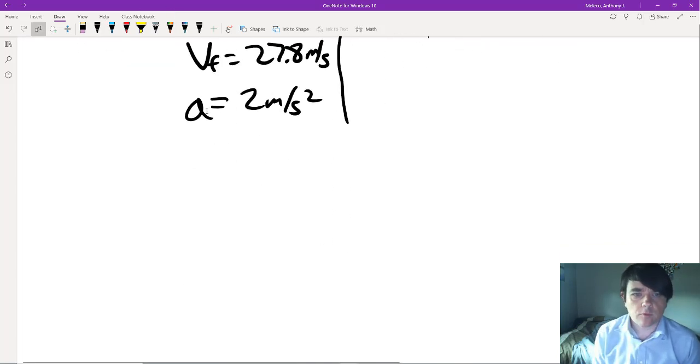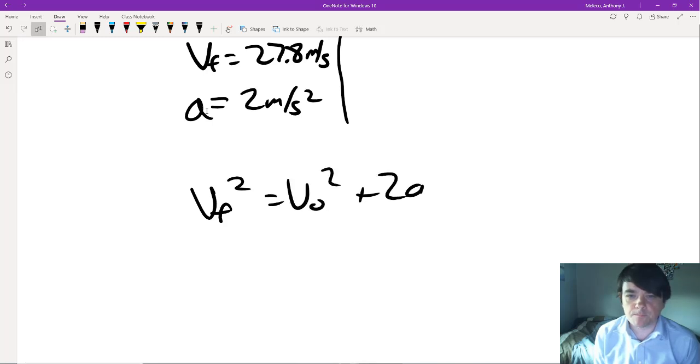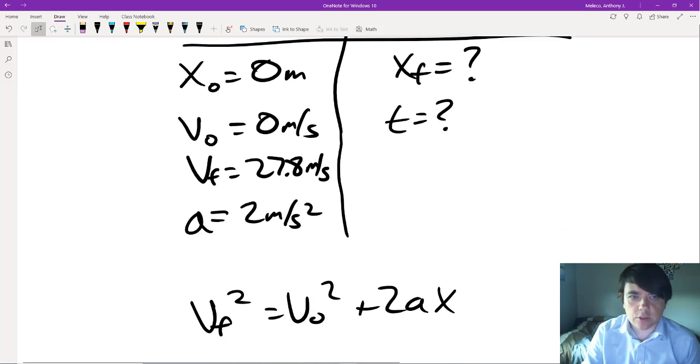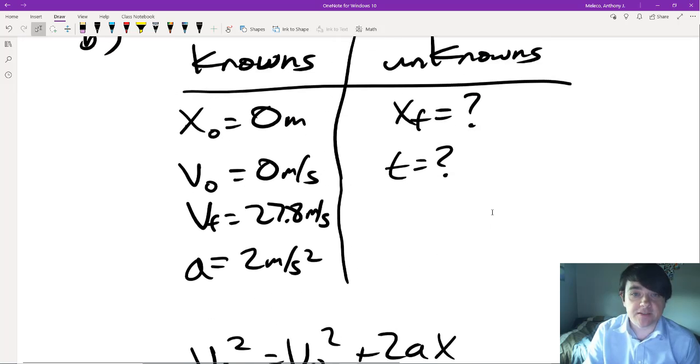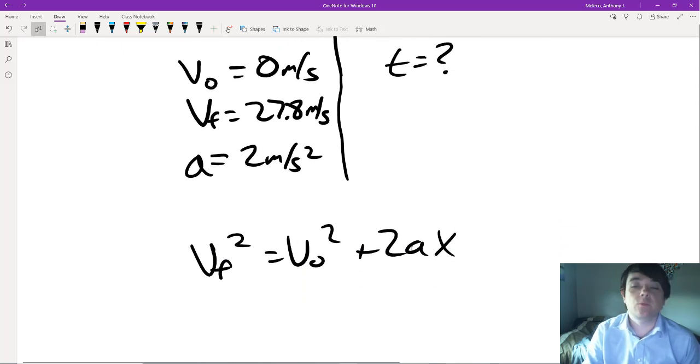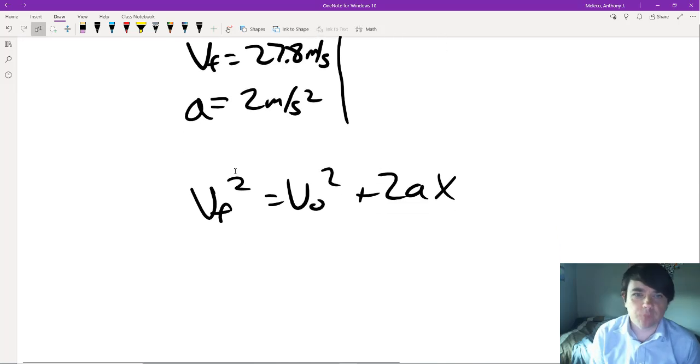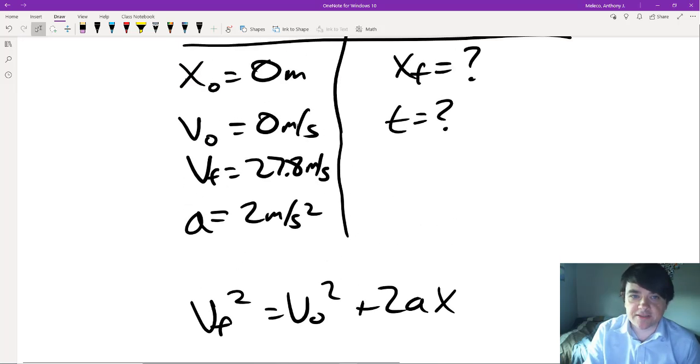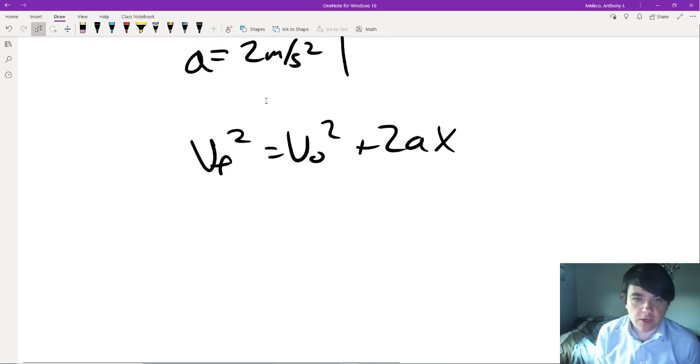Okay, let's look at the equations. I'm going to start with the equation we used before because I think it will work again. And looking at it, it looks good. V initial can still go away. We're solving for x now in this instance, but it still looks good because we know a, we know v final squared, and one of the x's is 0. Yeah, looks good. Let's go ahead and set us up to solve.